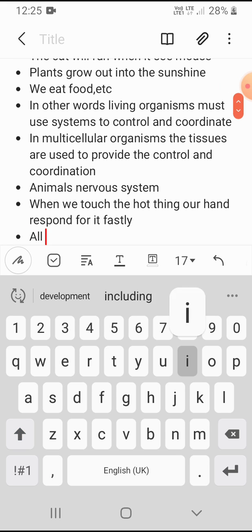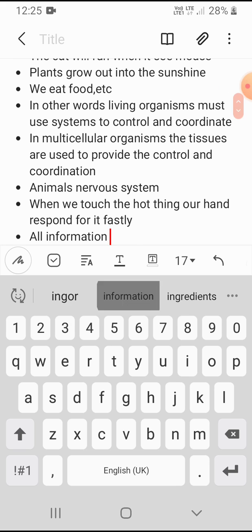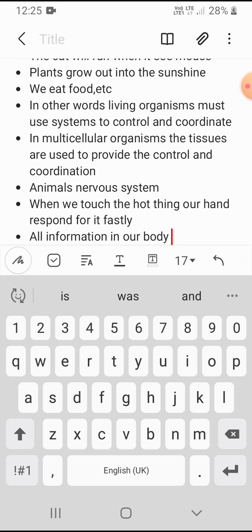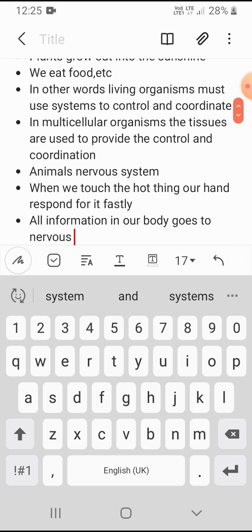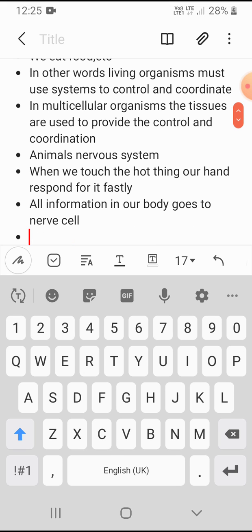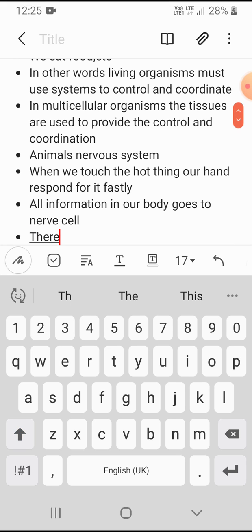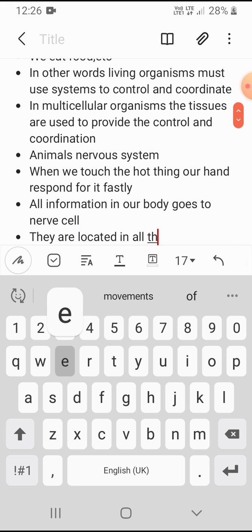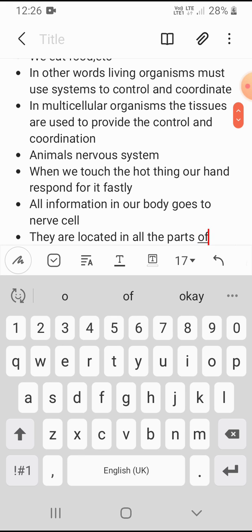All the information in our whole body goes to the nervous system or nervous cells. It is also called a nerve cell. Nerve cells are located in all the parts of the body.